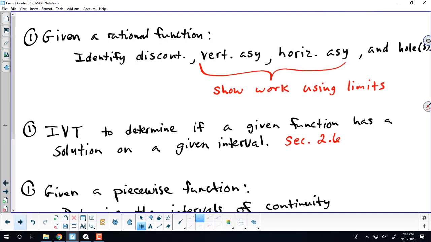Given a rational function, you should be able to identify the types of discontinuities and state where they're at. And you can do that through just an algebraic perspective. Determining the behavior near the vertical asymptote using limits, and determining the horizontal asymptote using limits. And actually, the holes are determined by using limits as well.